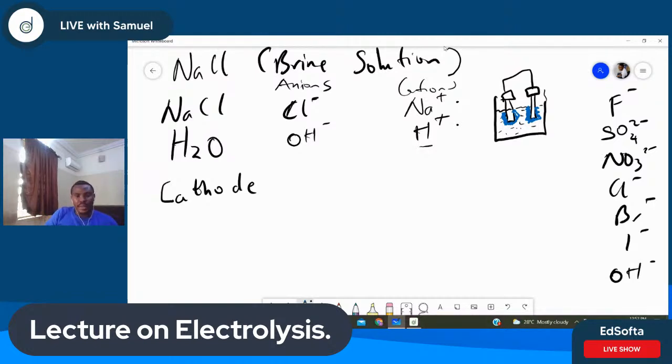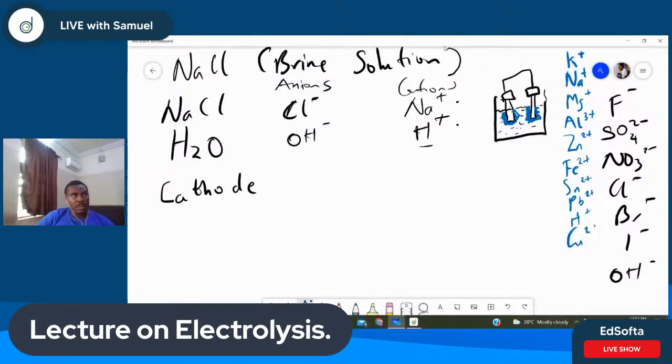So what will happen is that at the cathode we'll have a contest between the Na plus and the H plus. So who is going to be preferentially discharged? Now if you look at your electrochemical series, you will remember that we wrote a list of them. Now, this is where exceptions in chemistry come to be. This is where exceptions in chemistry come to be.